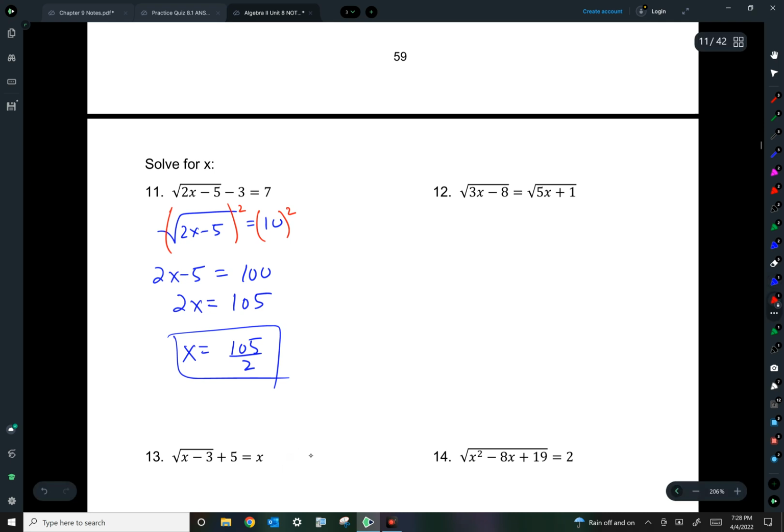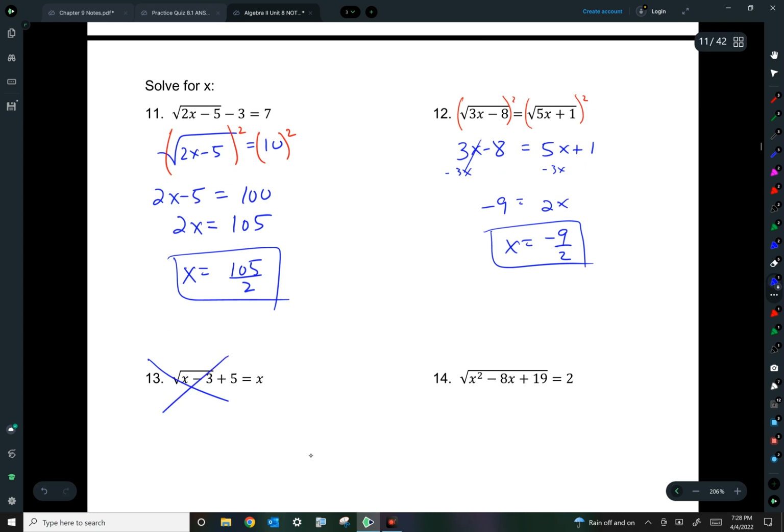Okay, and then notice here I've got a square root on both sides. Well, when you square both sides, won't both of them cancel? So you just have 3x minus 8 equals 5x plus 1. So now solve for x. Let's see, move the x's to the same side. So I'm going to have 2x. And then if I move the 1 over to the left, that's going to be negative 9. So x equals negative 9/2. I think that's right.